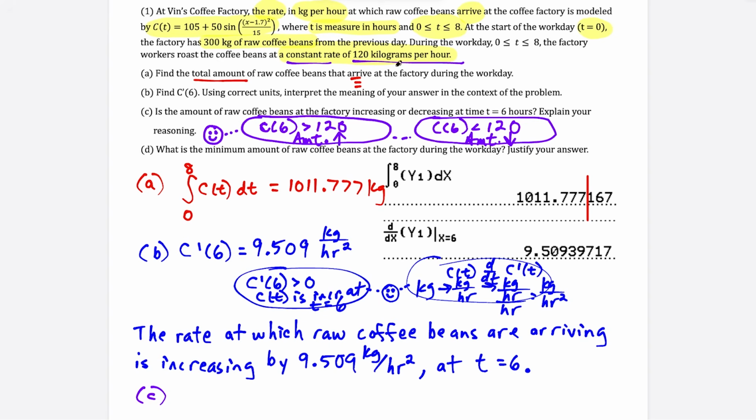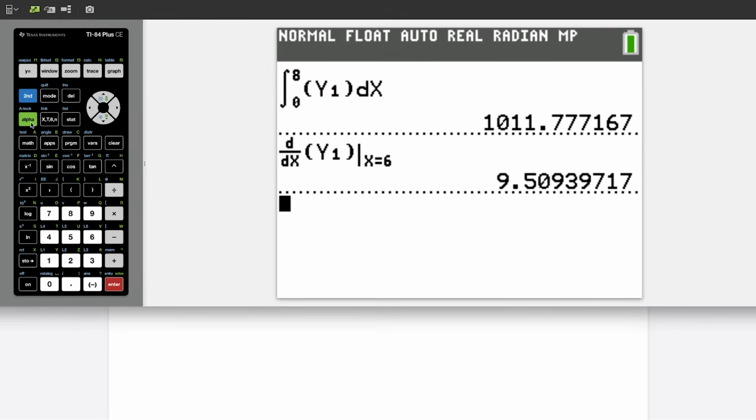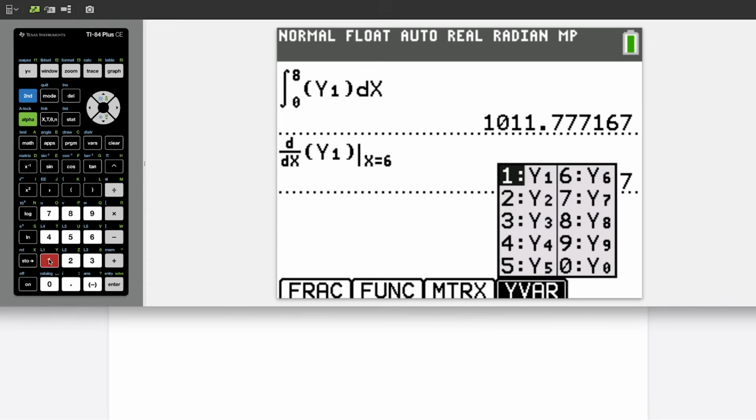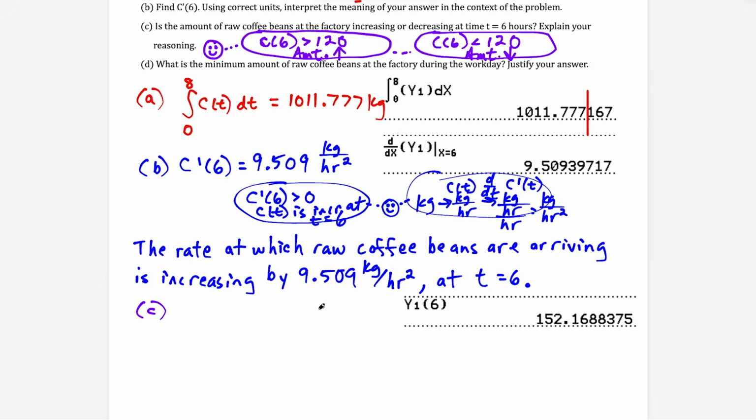But for either case here, we're going to have to find what C of 6 is. So to find C of 6, we're just going to press alpha trace y1 to pull up the function C of t, and we're going to evaluate the function at t equals 6.